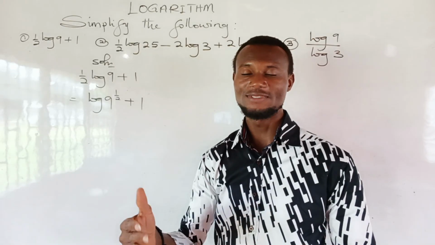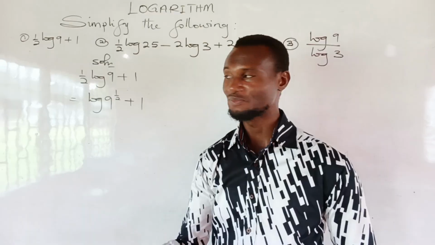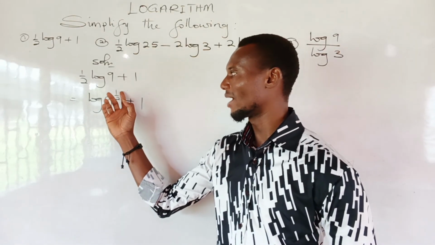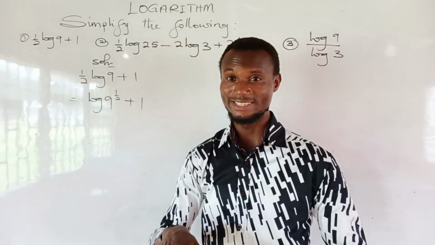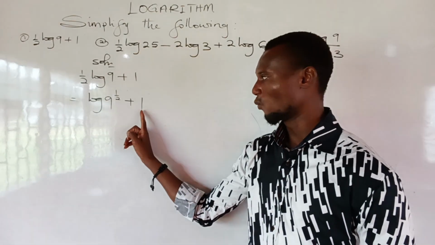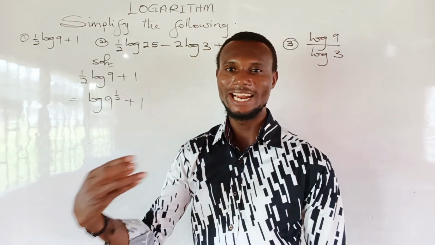If you have 15 to the power half, it simply means square root of 15 in that order. So this 9 to the power half, I'm going to write it as square root of 9. I hope you understand. And also the one which is here, I'm going to express it in another form.